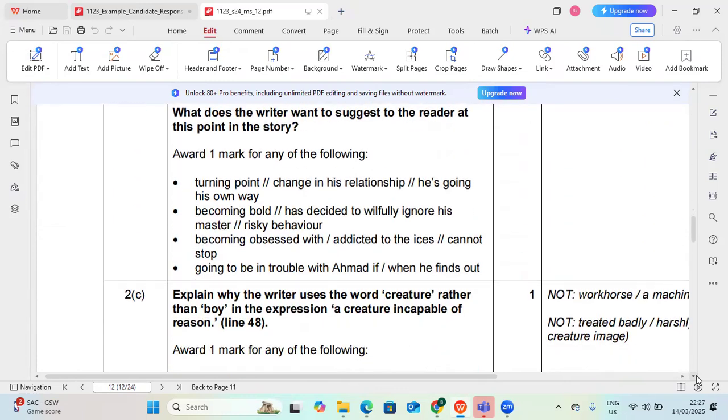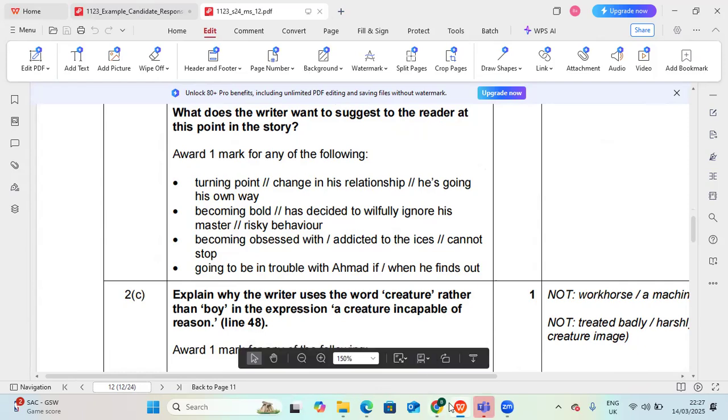So 2B is a turning point, a change in his relationship. He's going on his own, becoming bold. He's becoming curious, bold, daring, like I told you earlier. And he's becoming obsessed with the taste of the ice, or he's going to be in trouble if Ahmed comes to know that he's there. Any one response like this will end up getting you 1 mark over here.